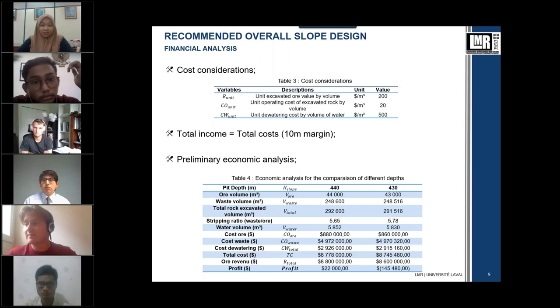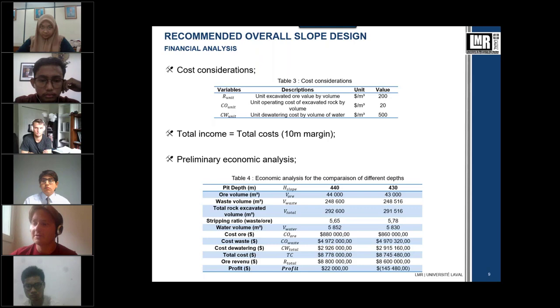The economic criteria stipulated that the total income from the ore being mined must equal the total cost of the project, which are the excavation cost and the dewatering cost. Also, a 10-meter margin was used.